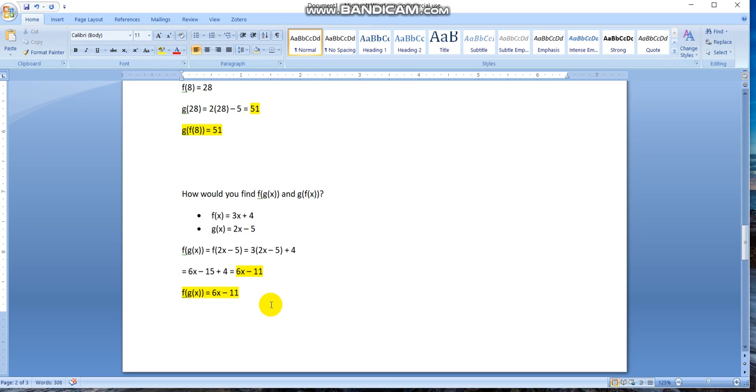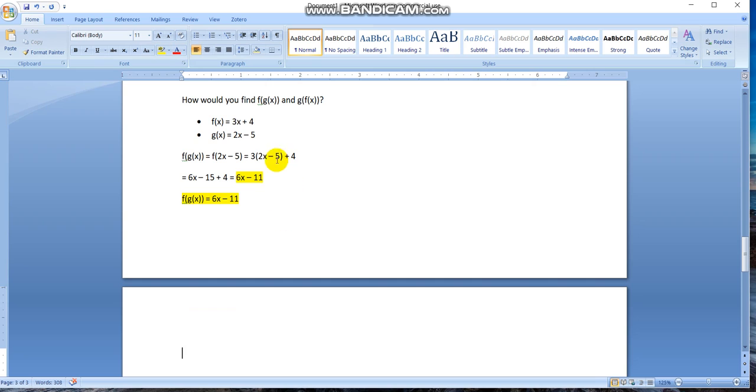So the next one, how would you find g of f of x for that one? Let's do the opposite. So g of f of x. I'm just going to copy this so you guys can see that again. What we're doing is we're taking f of x. So f of x is our new output. So this becomes 3x plus 4.